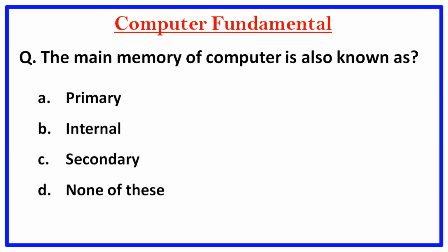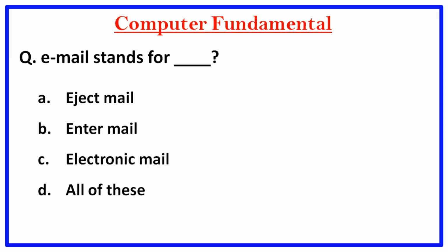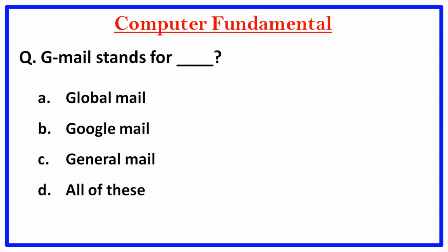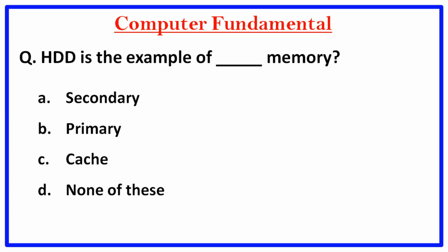Next question. The main memory of computers is also known as. Right answer is primary. Next question. Email stands for dash. Right answer is electronic mail. Next question. Gmail stands for dash. Right answer is Google Mail. Next question. HDD is the examples of dash memory. Right answer is secondary.